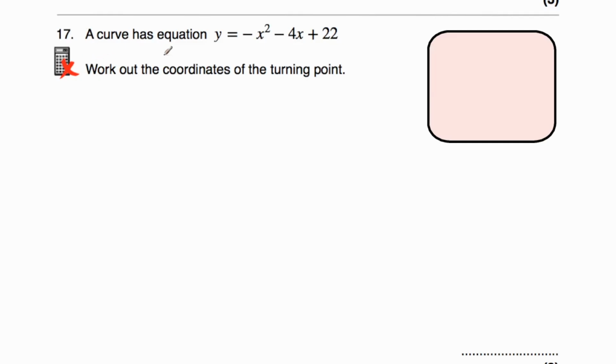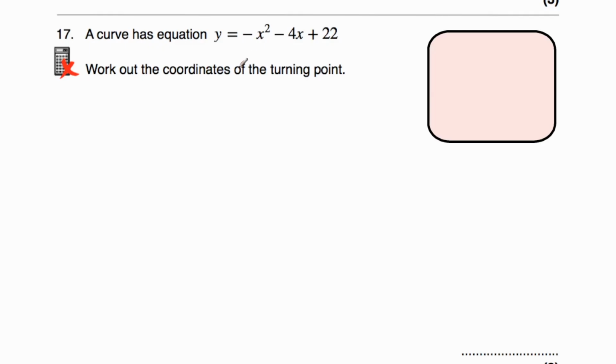So question number 17 said a curve has got equation y equals minus x squared minus 4x plus 22. And we've been asked to work out the coordinates of the turning point. Now this quadratic is a minus x squared quadratic, so rather than being a U-shaped parabola, it's going to be an N-shaped parabola. So it means that we're going to be finding the coordinates of the maximum point rather than all the minimum points we've done so far.